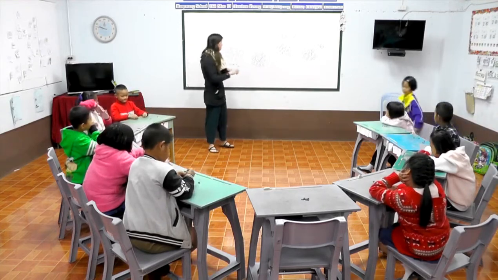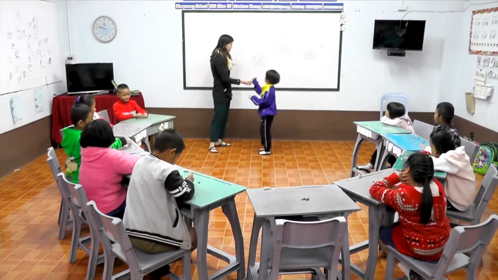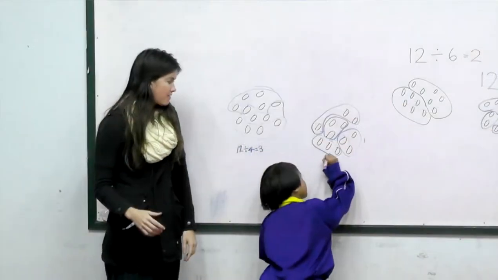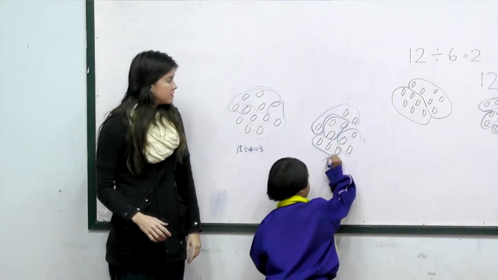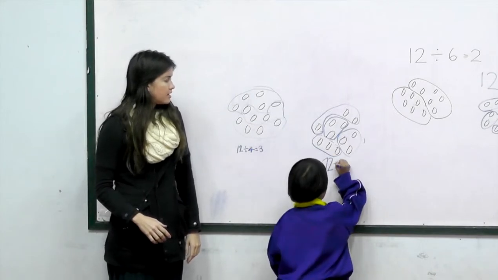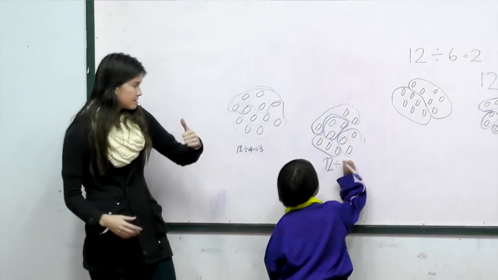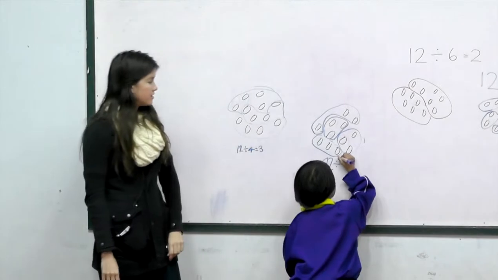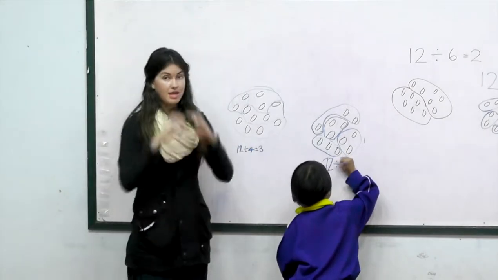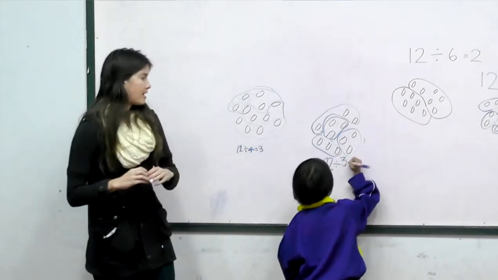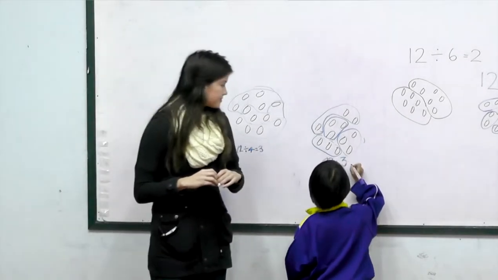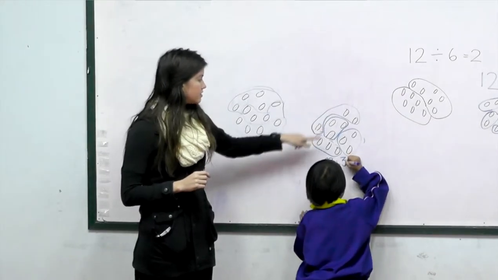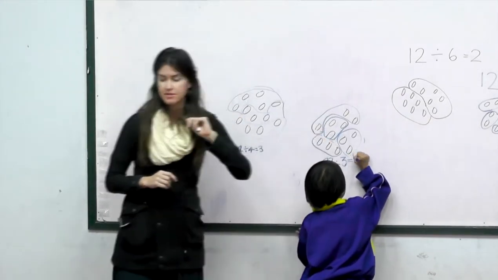Okay, can you write for us this equation on the board? You can do it down here. How many did we start with? 12. And we divided, very nice. Divided by 3. We made groups of 3. And how many groups do we end up with? 4. Yeah, 1, 2, 3, 4 groups.